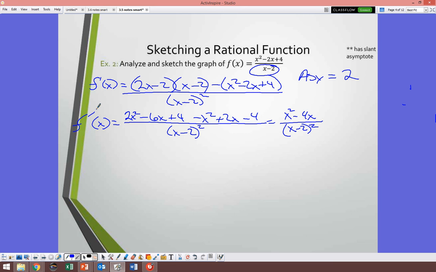Okay, all right, so now I have this. So there's my first derivative. Let's go to the second derivative. So f double prime of x is going to be 2x minus 4, right? Yes, times (x minus 2) squared, minus 2 quantity x minus 2.